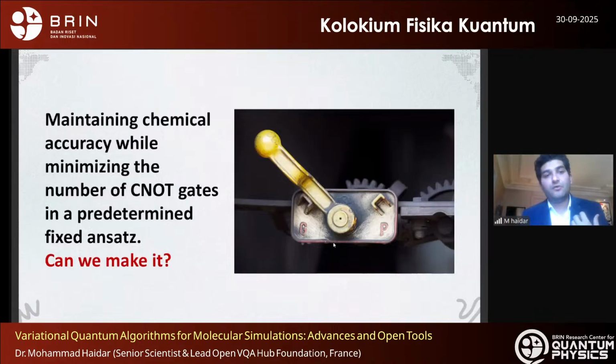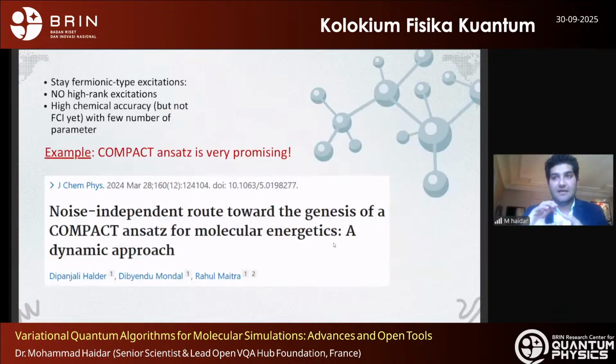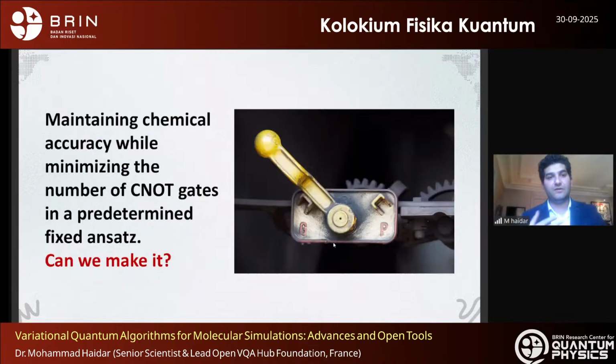So now suppose these methods are limited by the CNOTs, because they are still fermionic. Because they are still fermionic, the number of CNOT gates is still going to be large. So then I thought: how can we maintain the chemical accuracy, but with a new methodology that can minimize the CNOT gates with a fixed ansatz, without adaptively selecting operators and then measuring gradients, and having the overhead of gradient measurements? Can we make it? Yes.